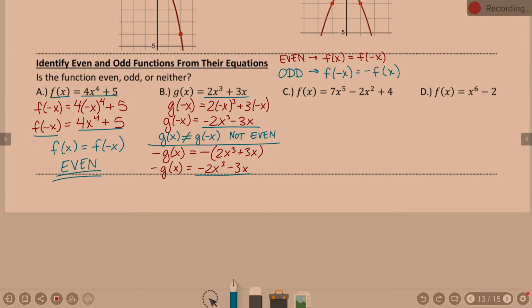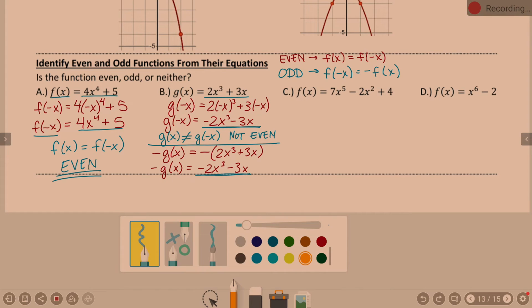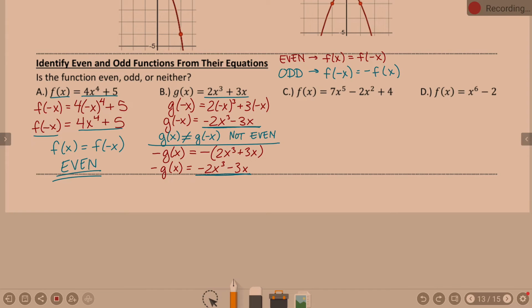Here's the deal. We're not asking is it the same as the original. We're asking is it the same as g of negative x. So we're looking at g of negative x we found right there and negative g of x. What do you notice about those two? They are the same, aren't they? Negative 2x cubed minus 3x, negative 2x cubed minus 3x.